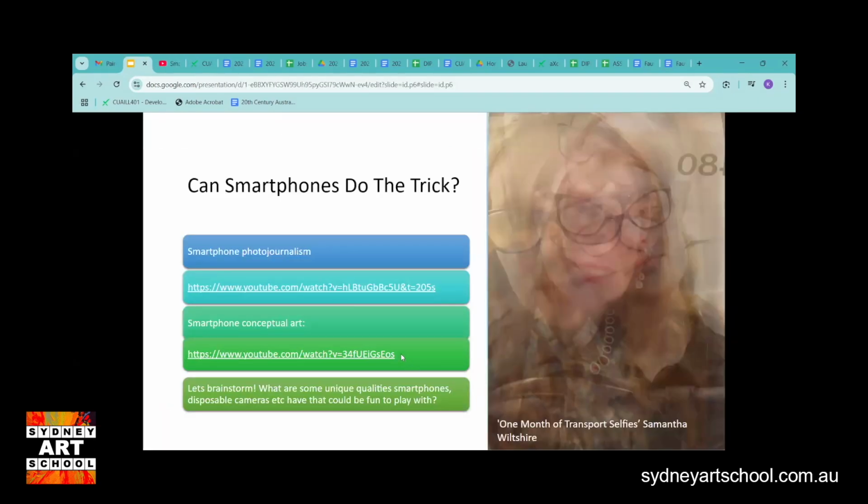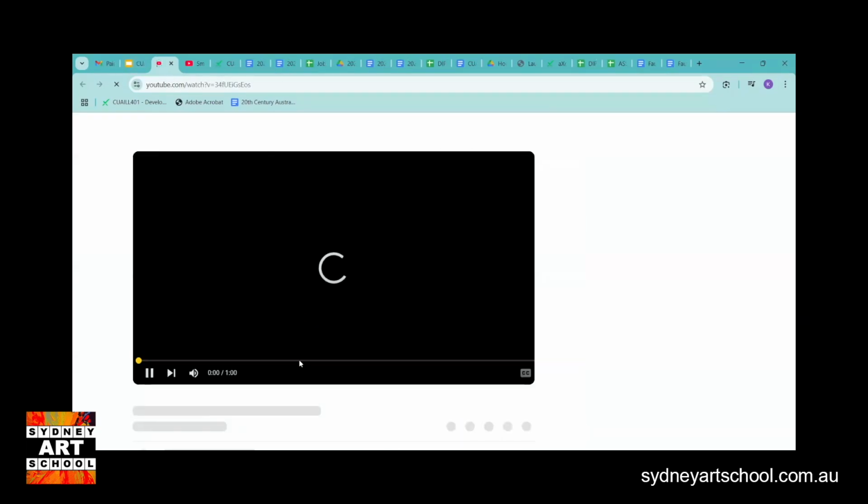We'll have a look at this video here, and then we're going to have a bit of a conversation about some of the differences, usefulness, and not, of different types of cameras.